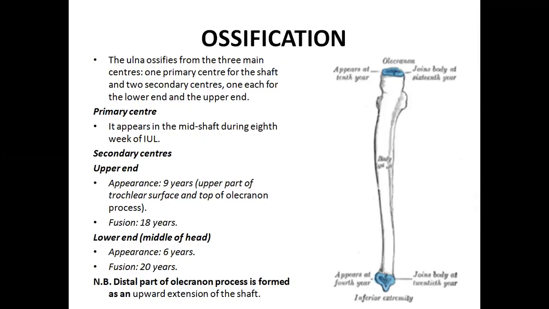Ossification. The ulna ossifies with three main centers: the primary center, one in the shaft, that is the diaphysis, and two secondary centers, one for the upper end and the other for the lower end. The primary center appears during the 8th week of intrauterine life. The upper end appears during the 9th year and fuses with the shaft by 18 years. The lower end appears at 6 years and fuses with the shaft by 20 years. That means the lower end is the growing end of the bone.